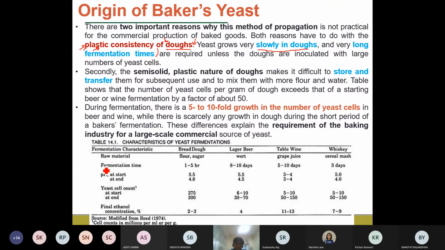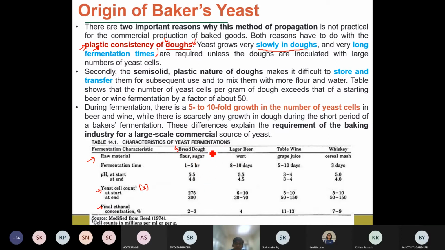If you see this particular table, it shows the characteristics of the yeast farm. We have said that yeast can be used for the production of bread, as well as for different alcoholic beverages. So if we compare the fermentation time, the effect of pH, the yeast cell count, meaning the biomass concentration, and then the final ethanol concentration that is produced, we can see the very basic differences.